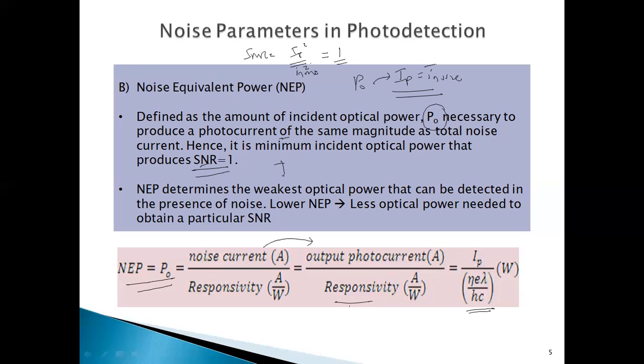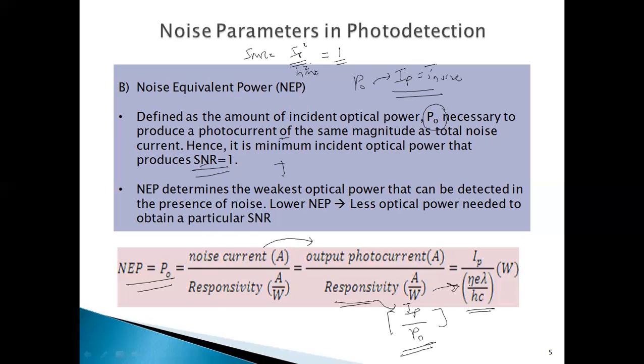So this is the responsivity that we have learned in chapter 5, in which responsivity is defined to be the output photocurrent divided by the incident optical power. So that should be the definition of responsivity in chapter 5. You can check it back. That's why when we divide the IP by the responsivity, we are going to get the incident optical power. So this responsivity equation is given by this. You can check back chapter 5.